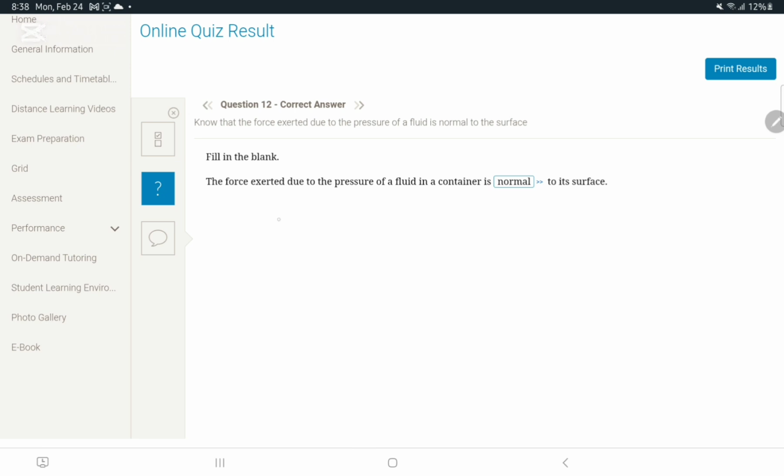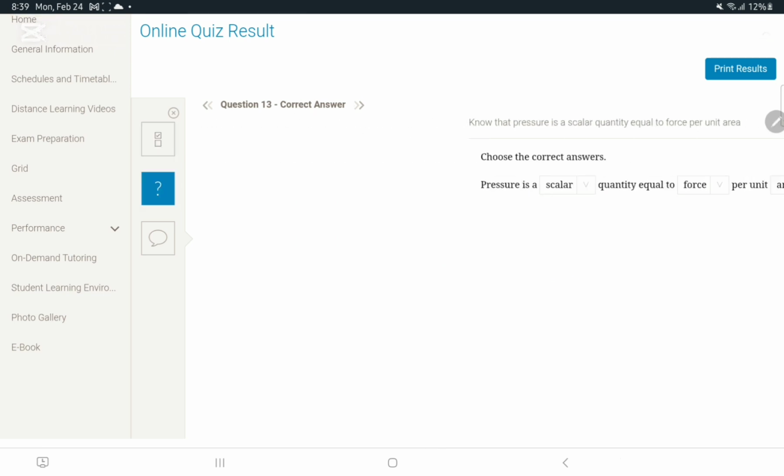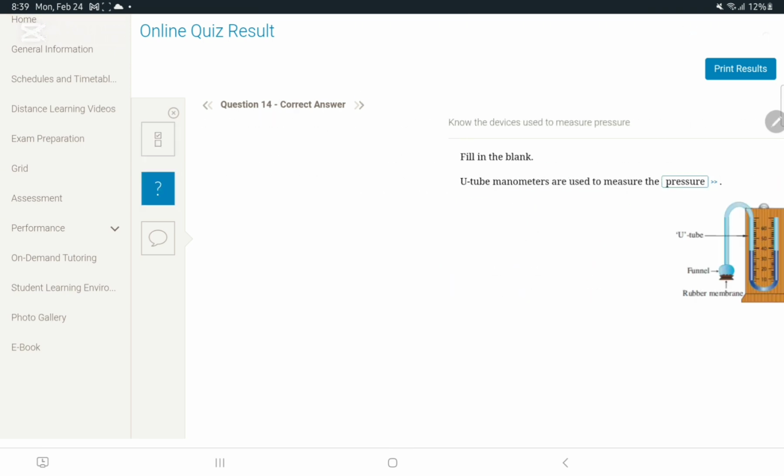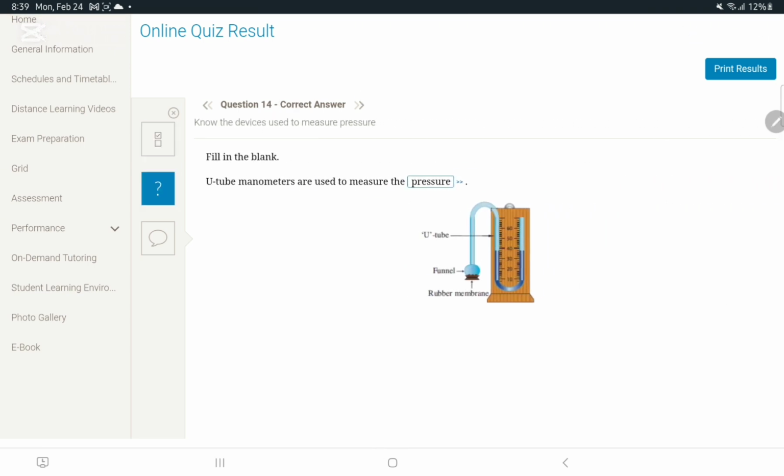As we just discussed, the force exerted due to the pressure of a fluid in a container is normal, or perpendicular, to its surface. Pressure is a scalar quantity and it's equal to the force per unit area. Per unit means divided. Manometers measure pressure.